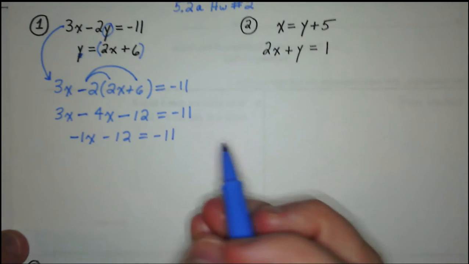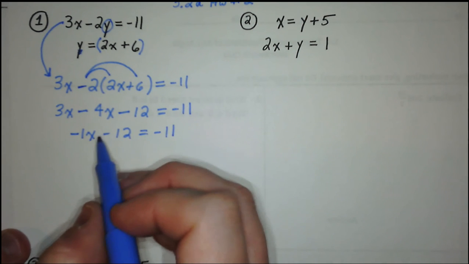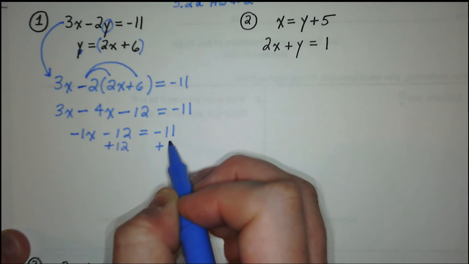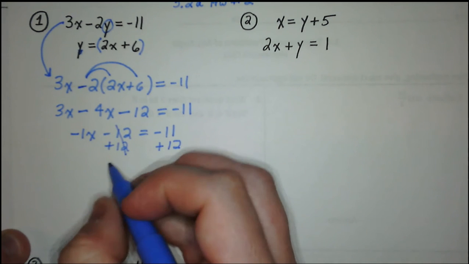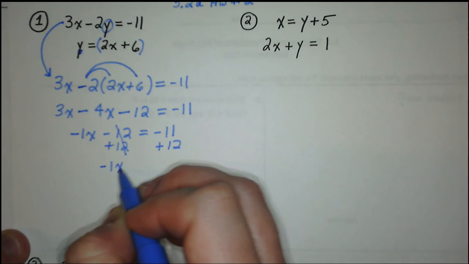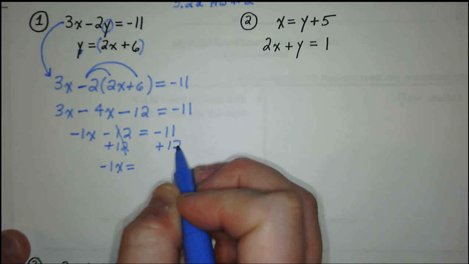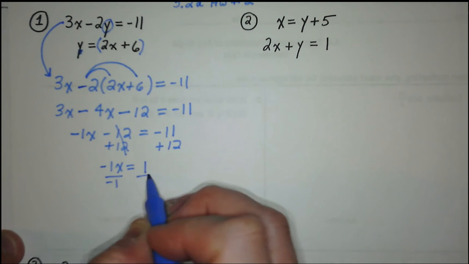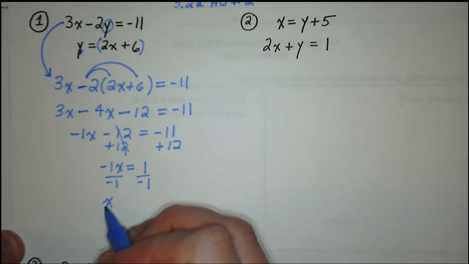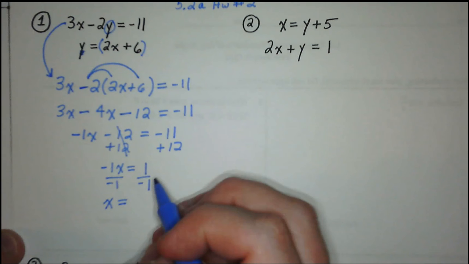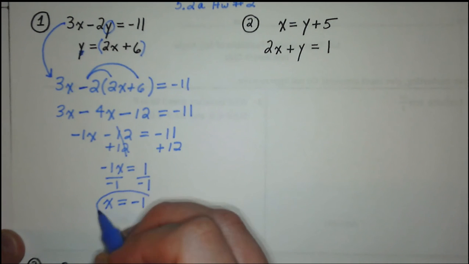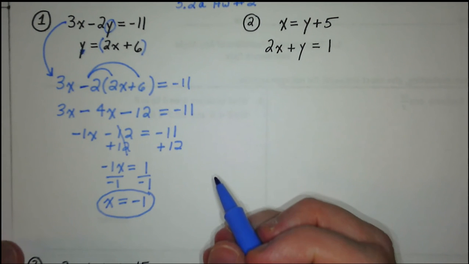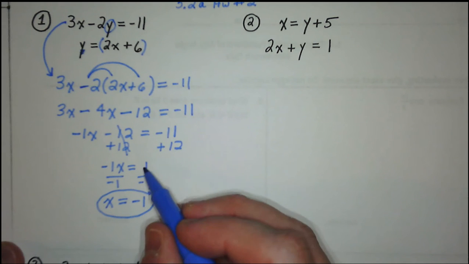And now I can really start to get x all by itself by moving that term out of there. So I got negative 1x equals, let's see, negative 11 plus 12 is positive 1. Then when I divide both sides by negative 1 to finally get x fully by itself, I end up with x equals negative 1.